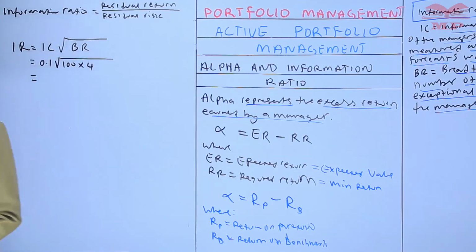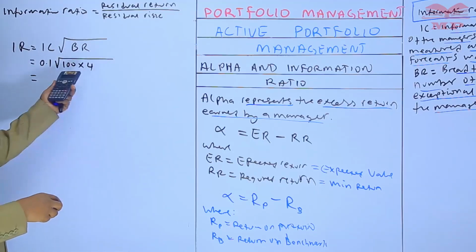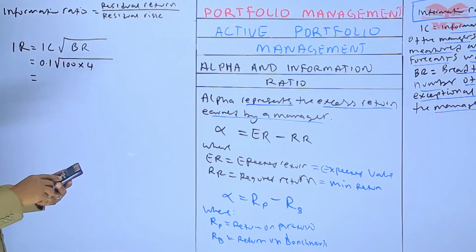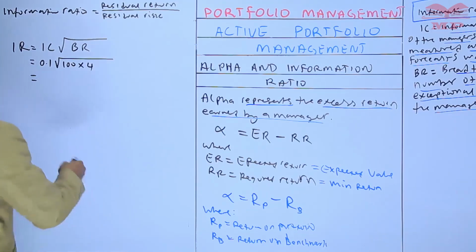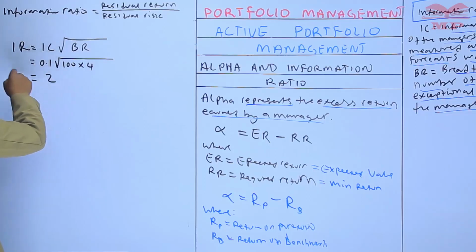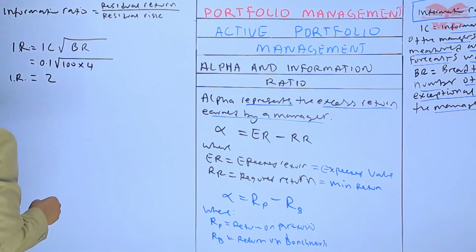Let's use the calculator. We have about 400, so the square root of 400, and then we multiply that by 0.1. We get 2, the information ratio of 2. So IR equals 2.